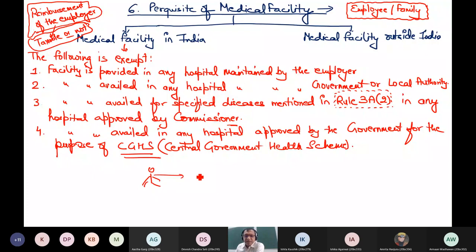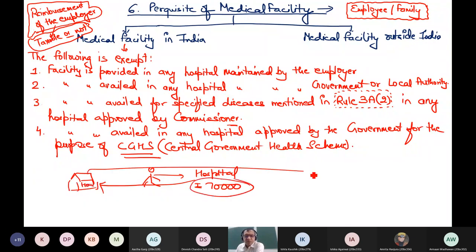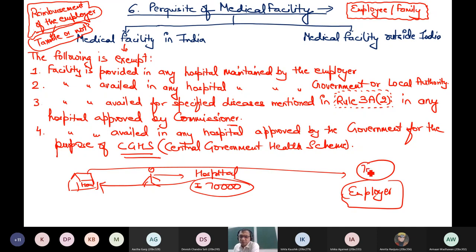He might have gone to any hospital where the amount spent was, for example, 70,000. He will come back home after availing the treatment, and he will submit this bill of 70,000 to whom? To his employer. This person is the employer of X. He will submit the bill of 70,000.